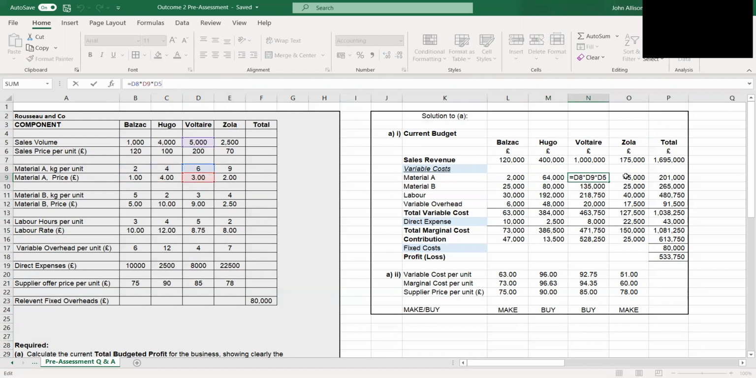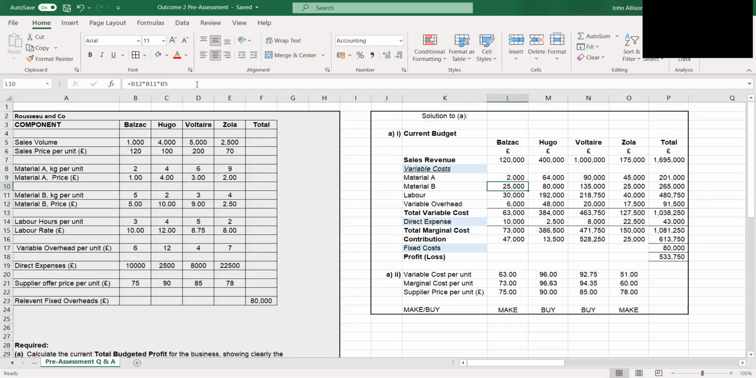Same idea for Voltaire and Zola, multiplying the volume by the kilograms per unit by the price per kilogram, and we get the total cost of material for each of the components. So we've got the total cost of material for A for each of the components. We get the total material cost of A for the company by adding up the material cost of A for Balzac and Hugo and Voltaire and Zola, which in this case would be 2,000 plus 64,000 plus 90,000 plus 45,000, which will give me the 201,000.